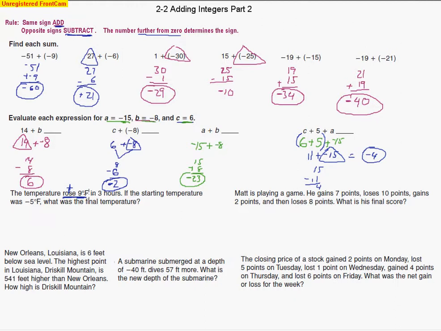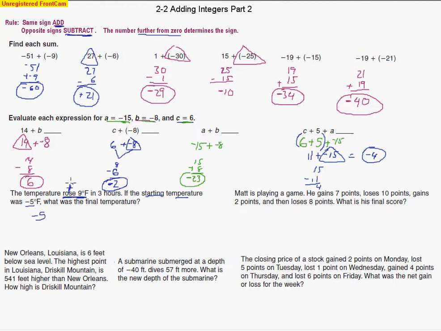So it rose 9 degrees in 3 hours. If the starting temperature was -5. Okay, now typically, you remember how in past problems I've always said you start with the first number, okay? So on the number line, we started with like the -5, and then we added -9. See, here it says this is the starting temperature. This is the first number, so -5. That's what we start with.